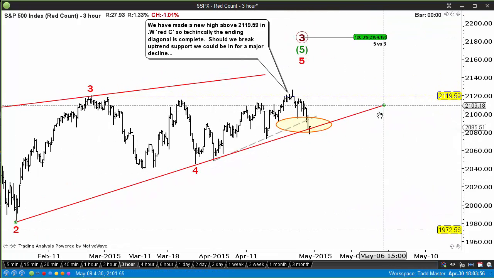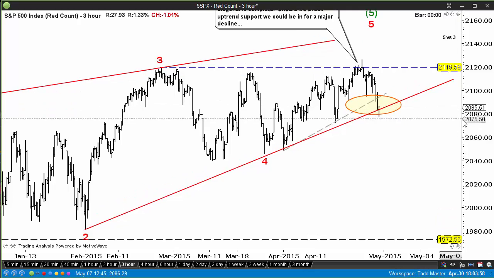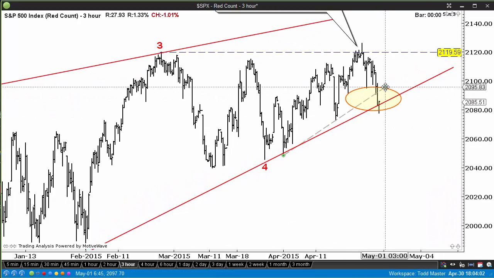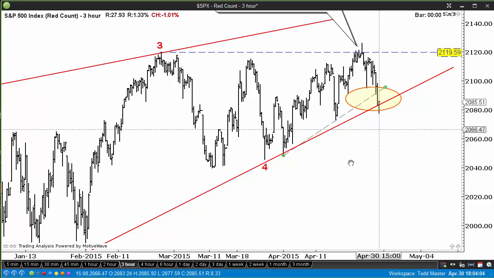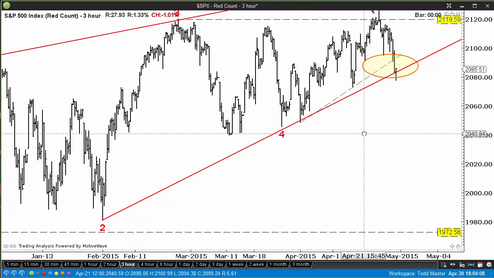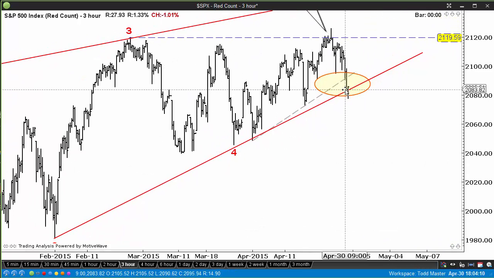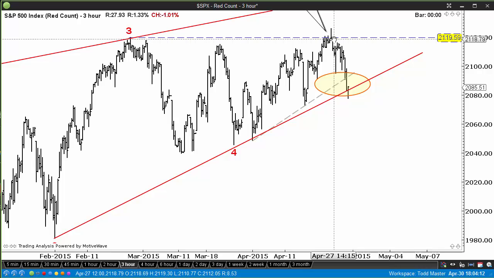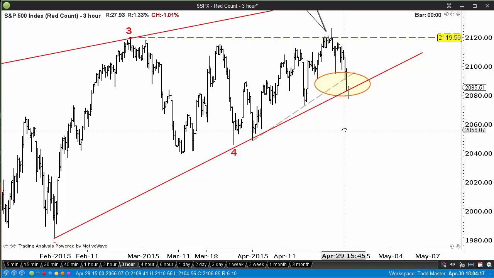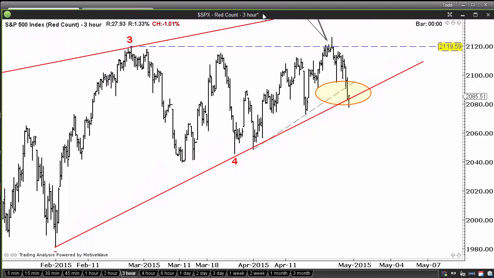I'm down to the 3-hour now. So okay, we broke the short-term uptrend here at about 2092, this gray line. The red line, the market kind of pushed its head back above, right? Just popped its head back above support. So tomorrow's going to be interesting. I mean, it was crazy volatility today, but we're just getting started if I'm right on this ending diagonal.